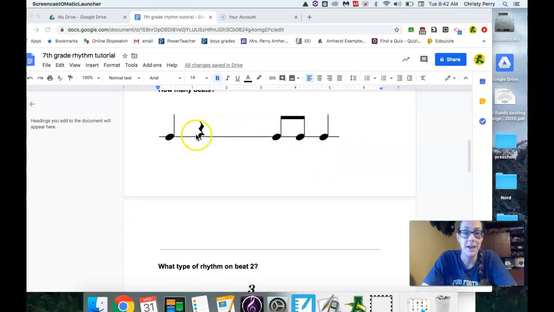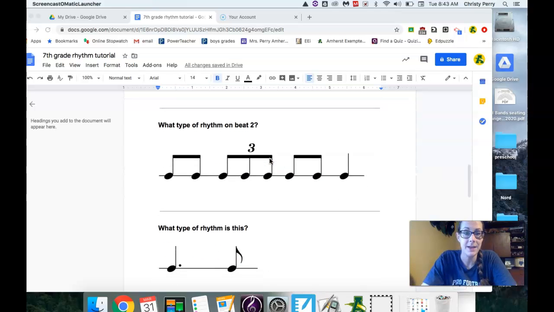And this one, rests count. They count as a beat even though you are not physically playing anything. Here is beat 1. The rest is on beat 2. We have 8th notes on beat 3, 3 and, and a quarter note on beat 4. There are 4 beats in that measure. 1, 2, 3 and 4.